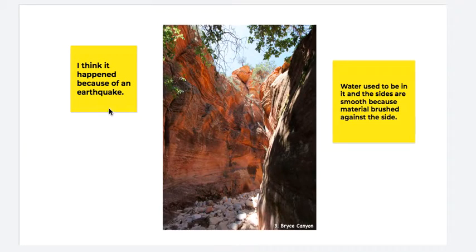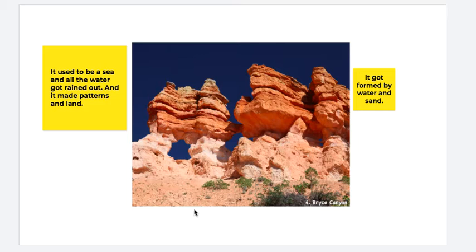Our next picture is of a canyon. I think it happened because of an earthquake, or water used to be in it and the sides are smooth because material has brushed up against the side. Next picture is still a canyon, but different formations of it. Maybe it used to be a sea and all the water got rained out and it made patterns in the land. Or also it got formed by water and sand.